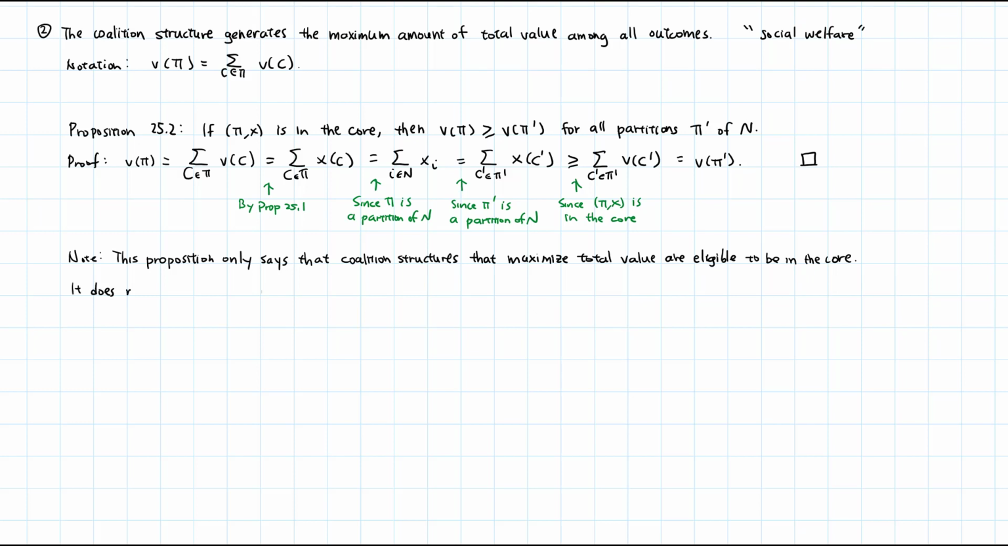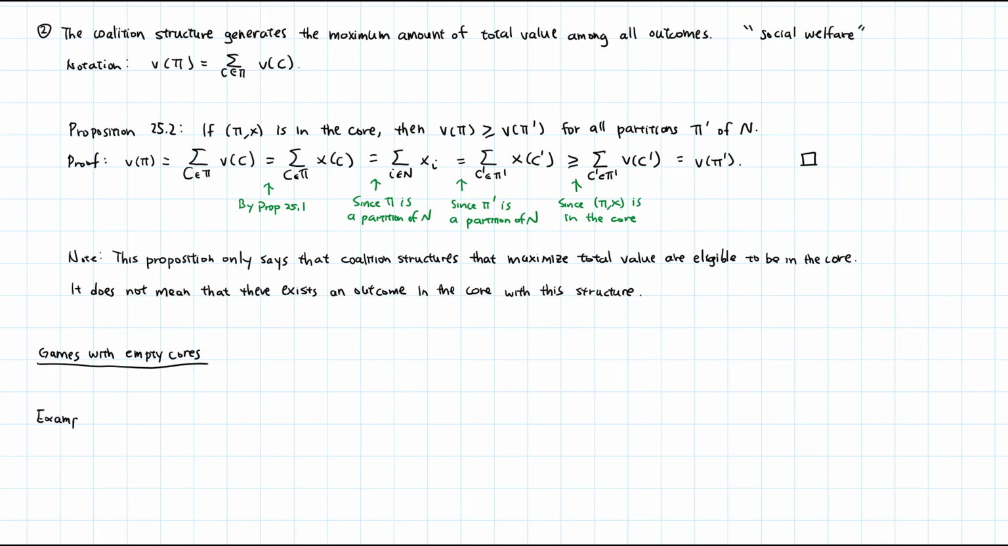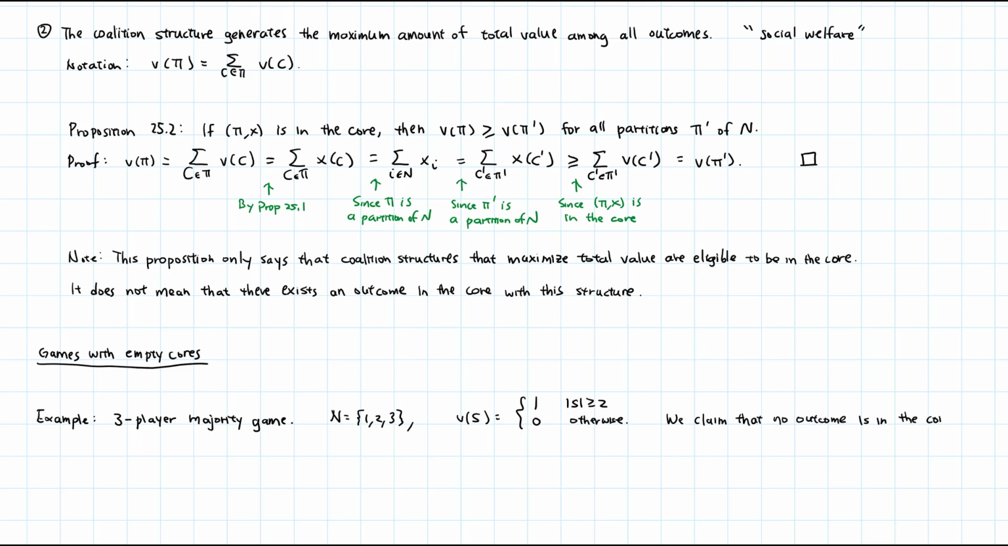But it does not mean that there exists an outcome in the core with this coalition structure. In fact, there are games that have empty cores, meaning they don't have any stable solutions. For example, consider this 3-player majority game. There are 3 players, 1, 2, 3, and the value of a coalition is 1 when the coalition has size at least 2. Otherwise, the value is 0. We claim that no outcome is in the core.